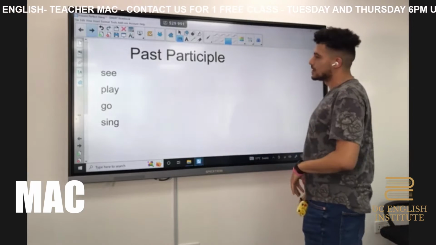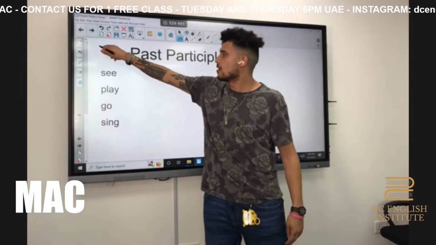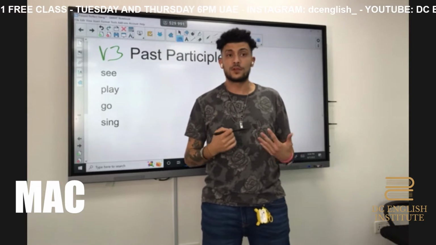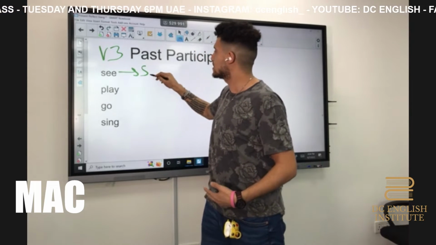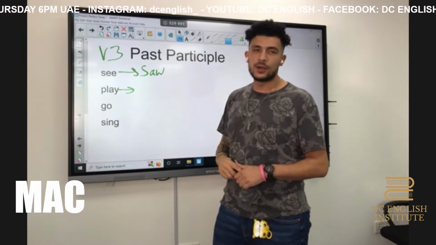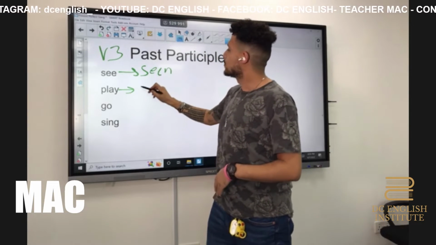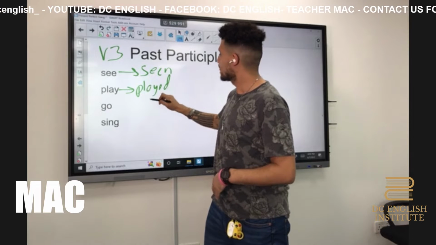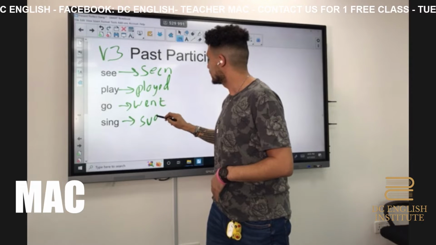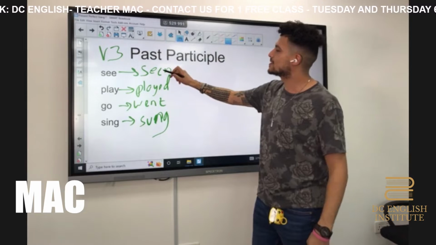The problem is using it. The first thing I want to talk about is past participles. Remember, they are verb 3, and it's important to understand that they don't have a specific rule. For example, if you have see, the past tense would be saw, but the past participle would be seen. Play would be played, go would be gone, and sing would be sung. So in all of these, there's no consistent rule.